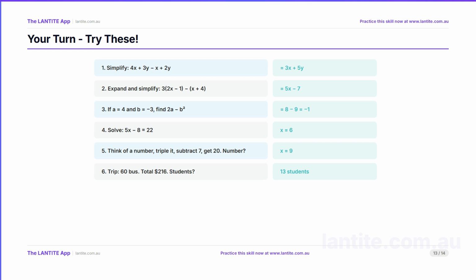Problem 4. Solve 5x minus 8 equals 22. Problem 5. A teacher thinks of a number, triples it, and subtracts 7, getting 20. What was the number? Problem 6. A school trip costs $12 per student plus a $60 bus hire. If the total is $216, how many students went? The answers are on screen.